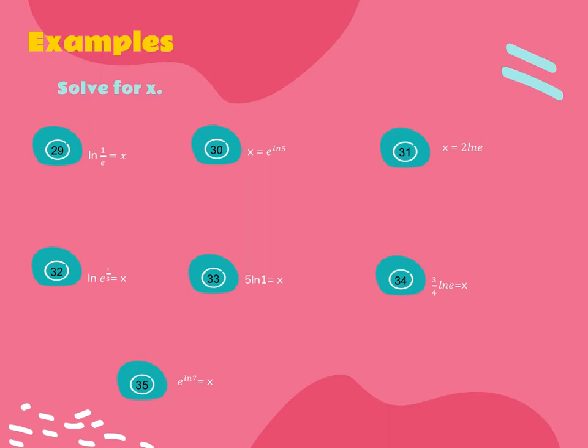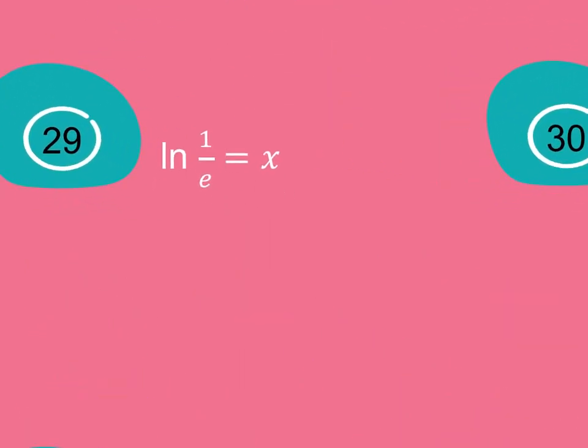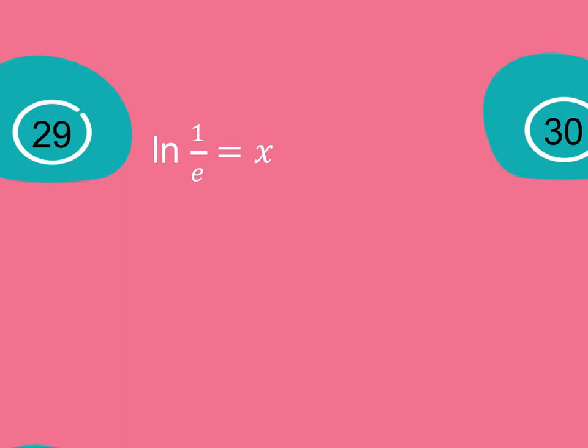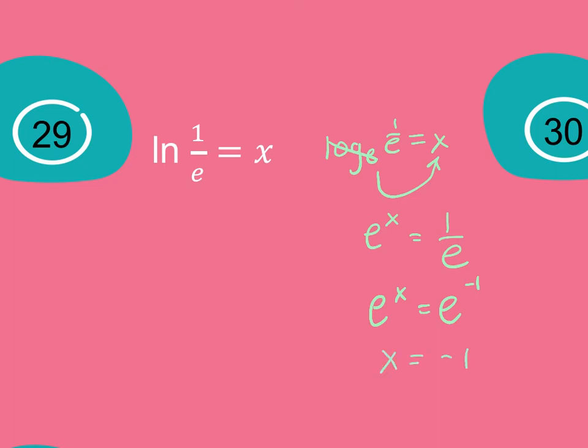All right, so let's work through a couple of these. Number 29 says ln of 1 over e equals x. You could, like I said, go the long way around and say this is the same thing as log base e of 1 over e equals x. I could convert that into exponential. e comes over and picks up the x, and drops off, leaving the 1 over e. And then you can rewrite the 1 over e as e to the negative 1. So e to the x would equal e to the negative 1. Now our bases are the same, and x equals negative 1.